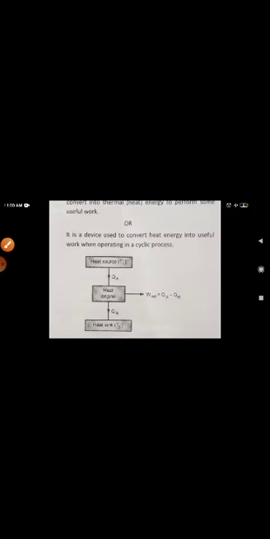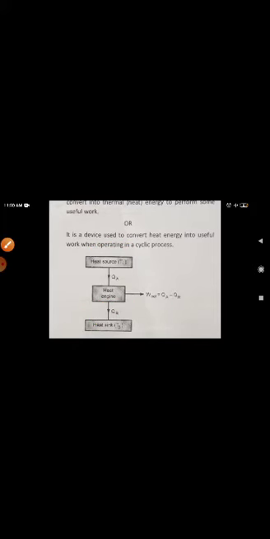Now you can see the schematic diagram of this heat engine. A heat source is there, producing some work and giving some heat output. According to the Planck statement, there is no heat engine which converts total heat supplied into total work; there is always some heat rejection. So this machine follows the Planck statement because it is rejecting some heat.